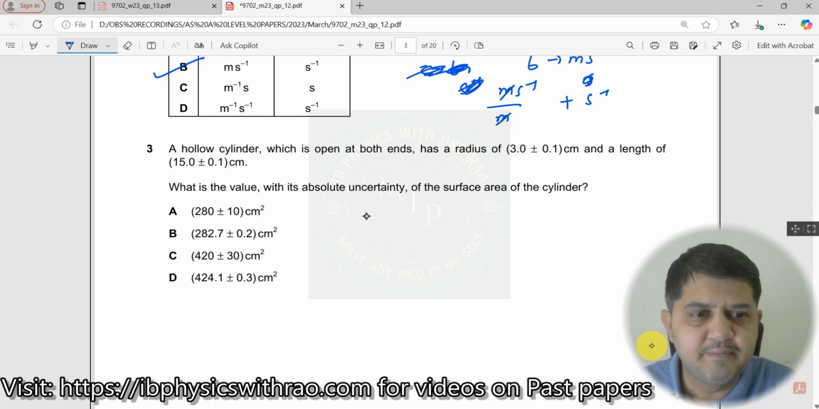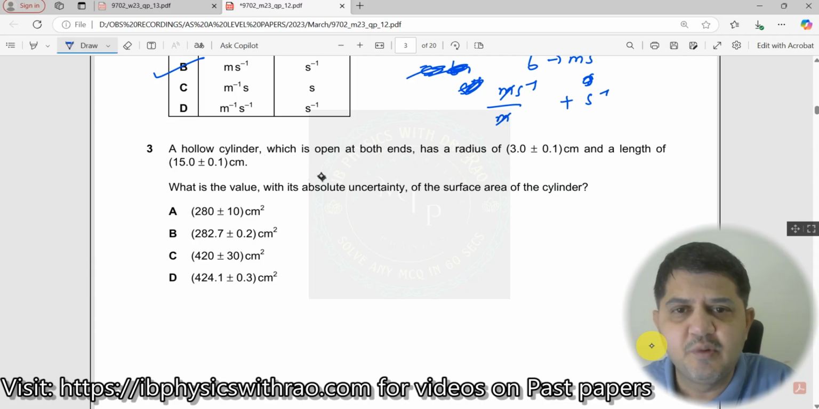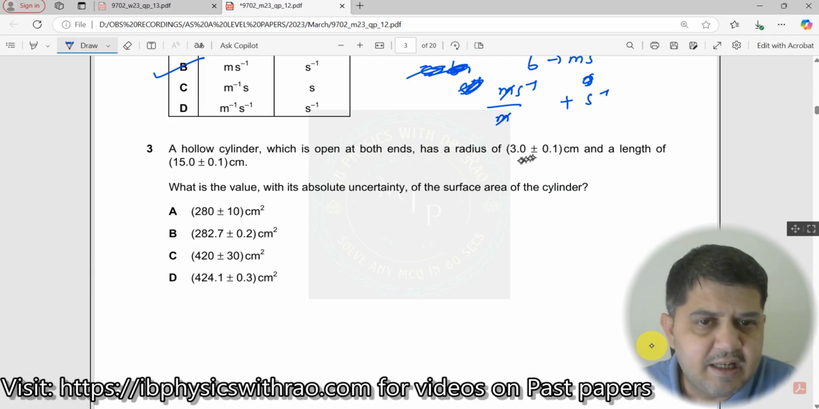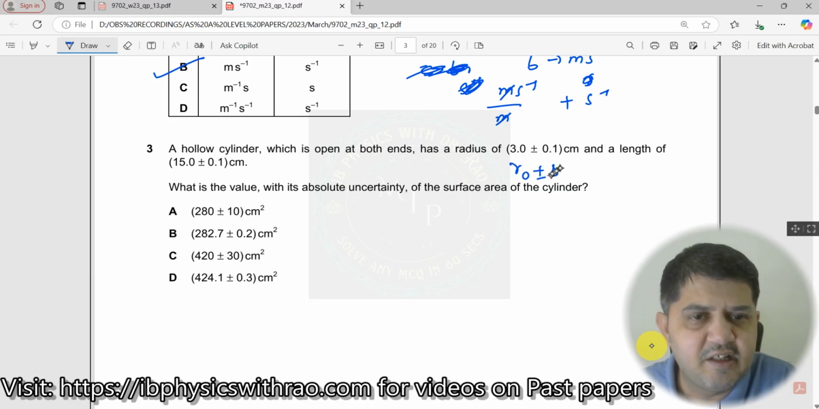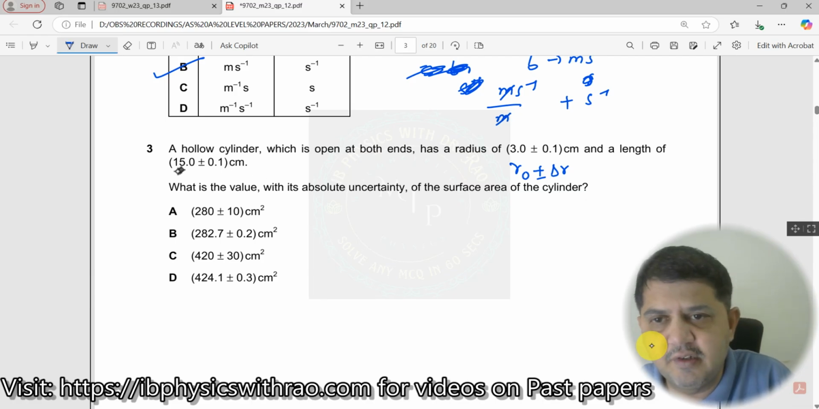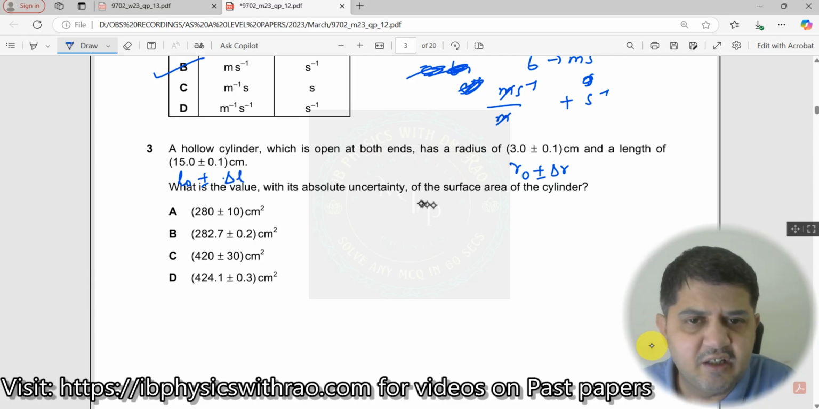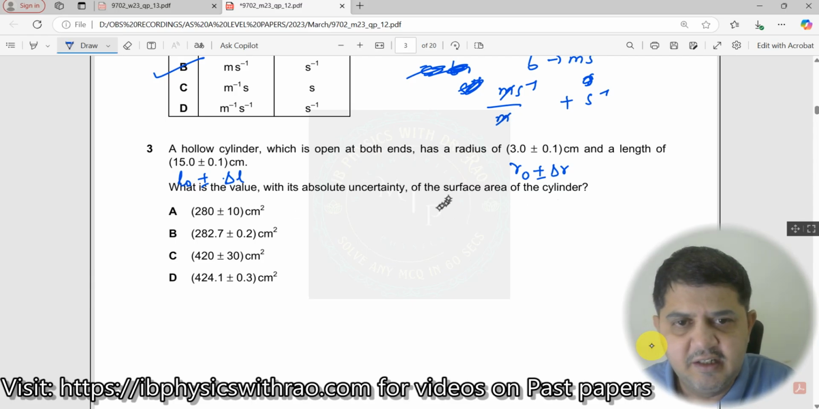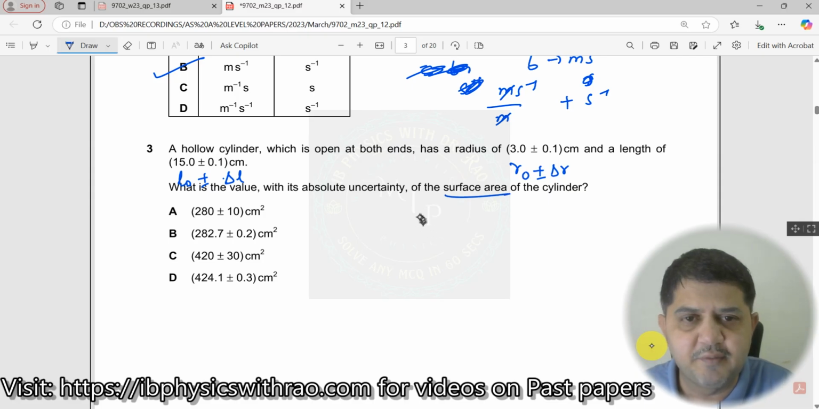Question number 3. A hollow cylinder which is open at both the ends has radius r equal to 3 plus or minus 0.1 centimeter. This is your r naught plus or minus delta r. And the length of this is L0 plus or minus delta L. What is the value, with this absolute uncertainty, of the surface area of the cylinder? It is asking you about the absolute uncertainty of the surface area.